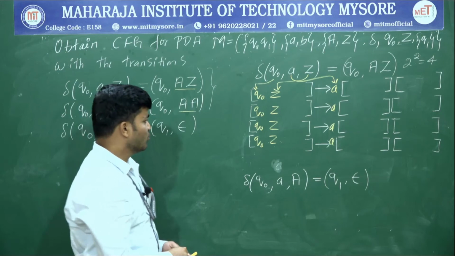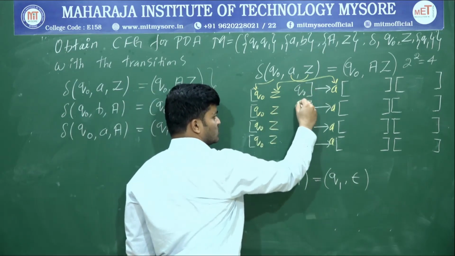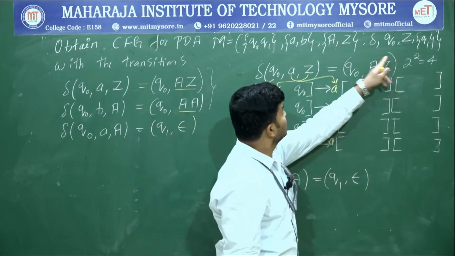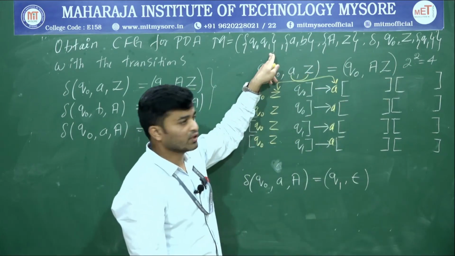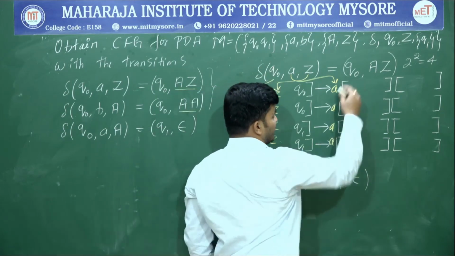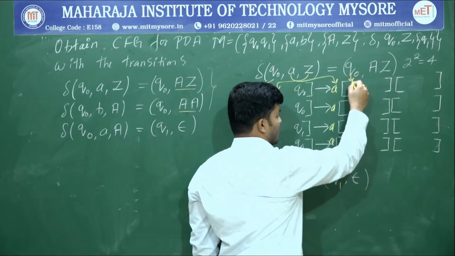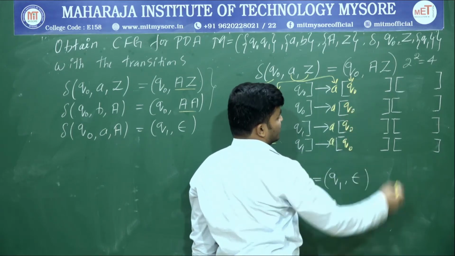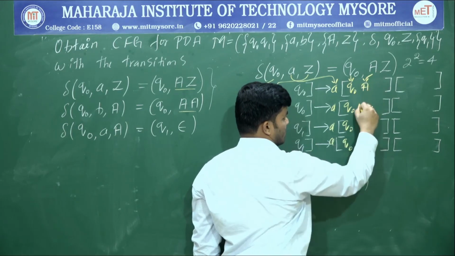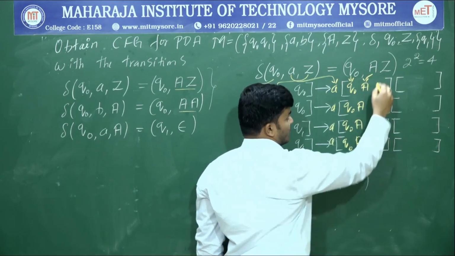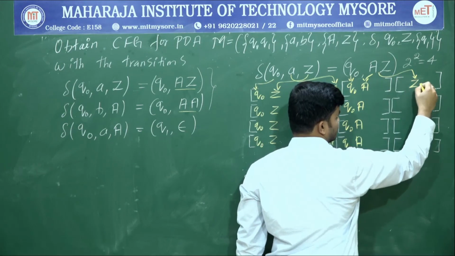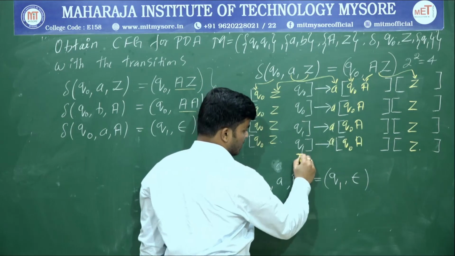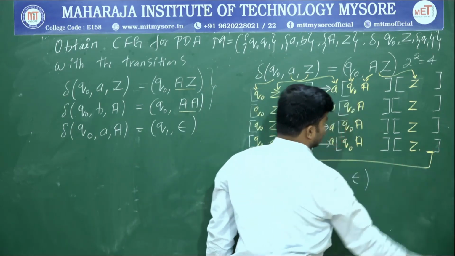If you have 4 Q naught, you have to write 2 Q naught, 2 Q1, because we have only 2 states. The states are only two, that is Q0 and Q1. Again, if you have to write this Q0 over here, how many times? 4 times, column wise. Next you have to write this A and Z in the center of the second column, second box. Whatever you write over here should be repeated in the last column.